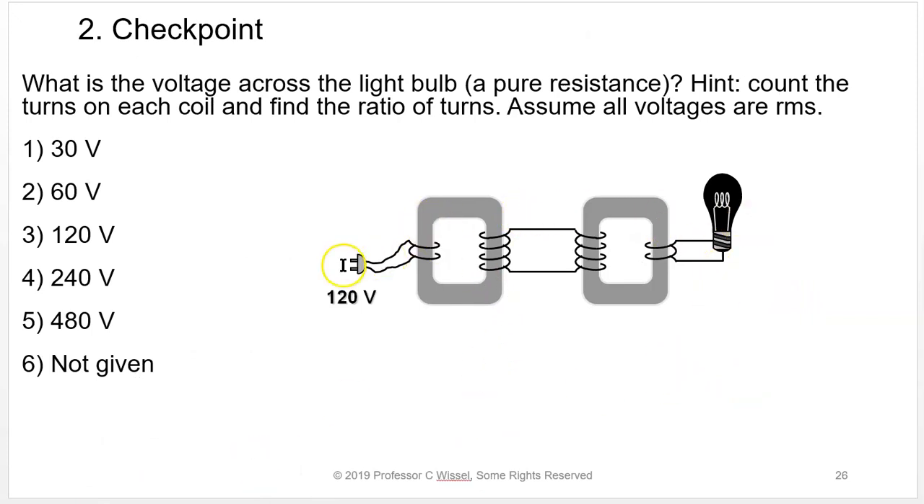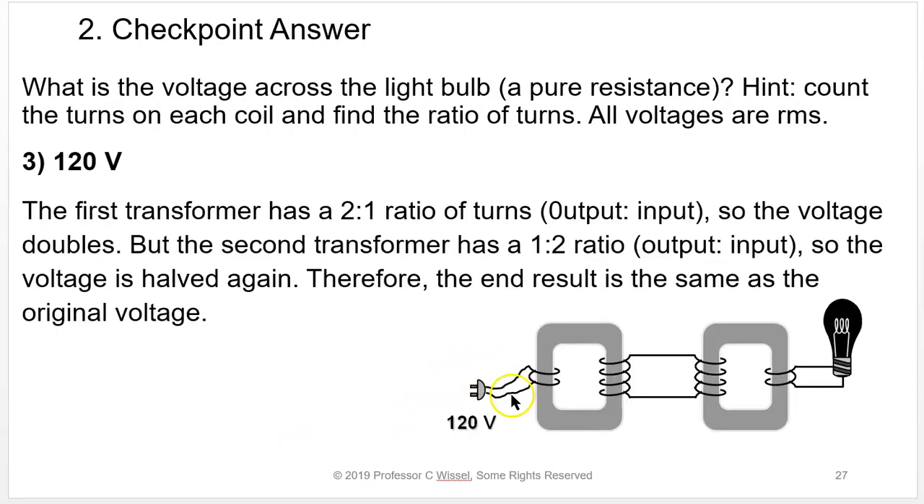Okay, so here we have a couple of transformers. You've got 120 volts coming in. They're asking, what is the voltage across the light bulb? And we can do this because the light bulbs are pure resistance. You don't have to worry about power factor with old-fashioned light bulbs. Whenever you talk about transformers, you're almost always counting the turns on the coils and finding ratios of turns. We're going to assume all voltages are RMS unless otherwise designated. The answer is 120 volts.